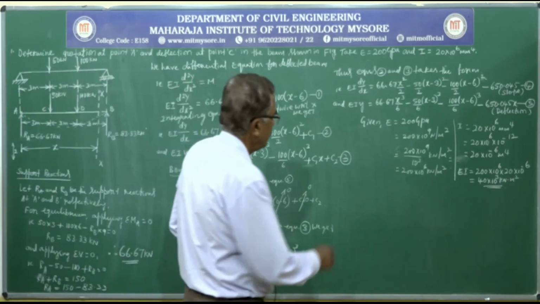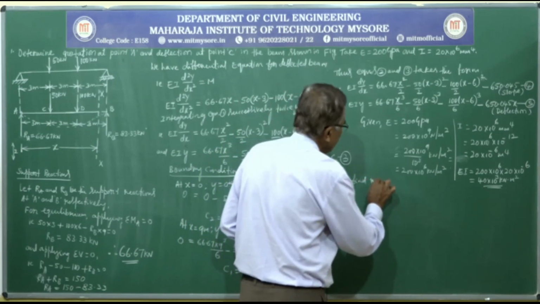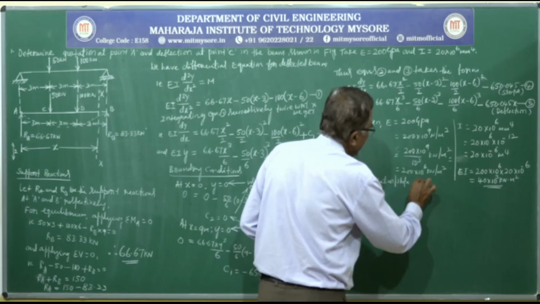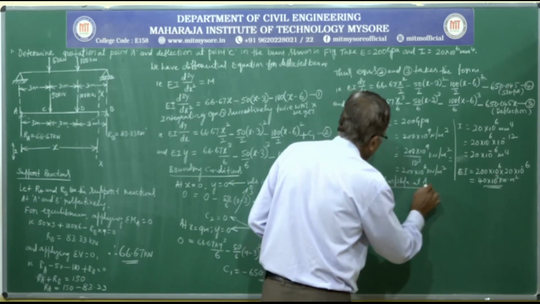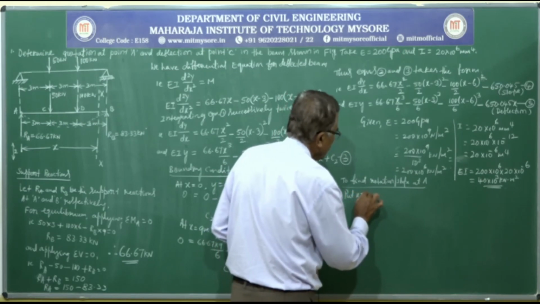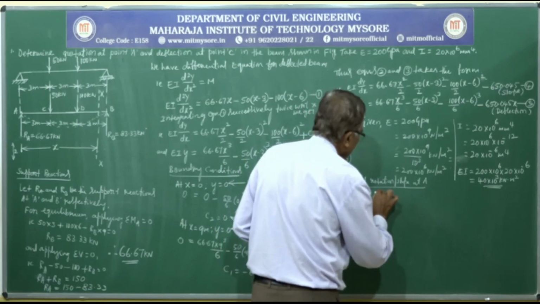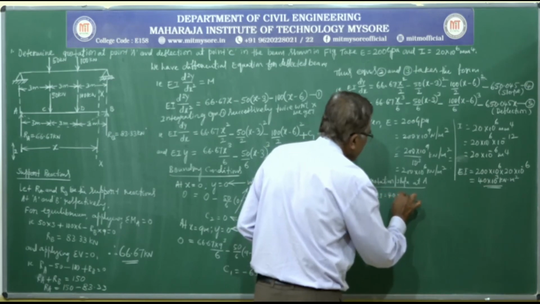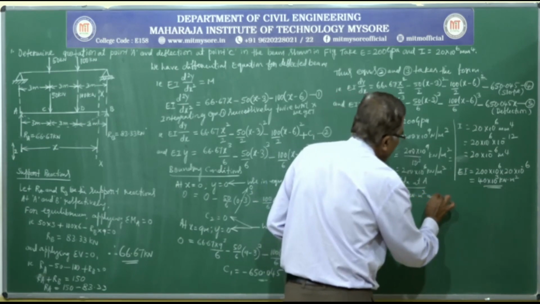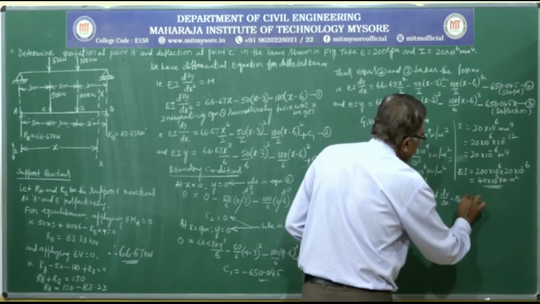Next, to find rotation, which can also be called slope at A, put x is equal to 0, EI is equal to 40 into 10 power 3 kilonewton meter square, and dy by dx is equal to theta A.